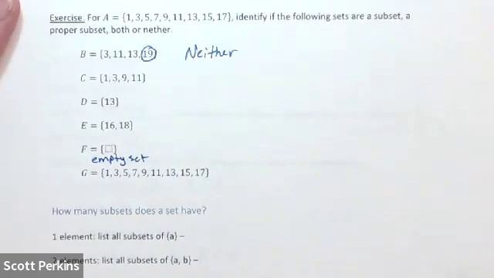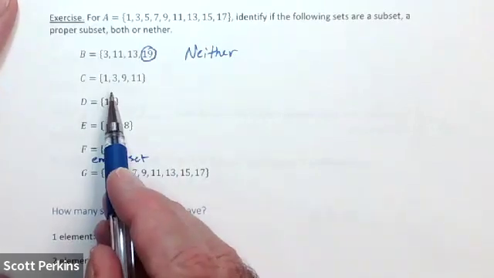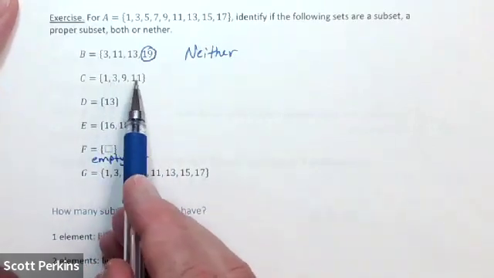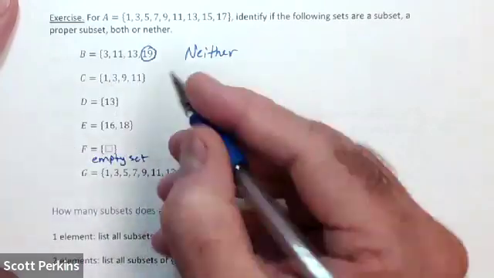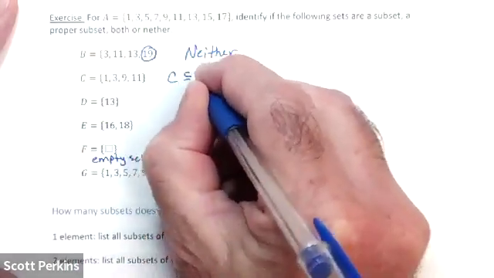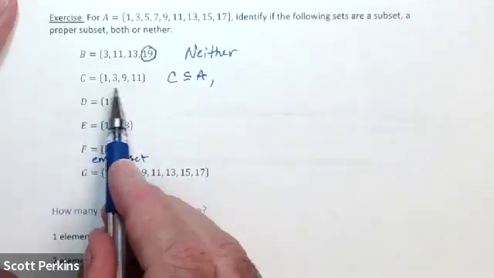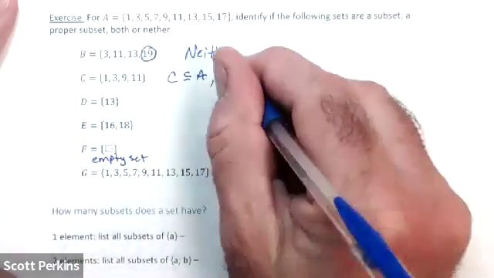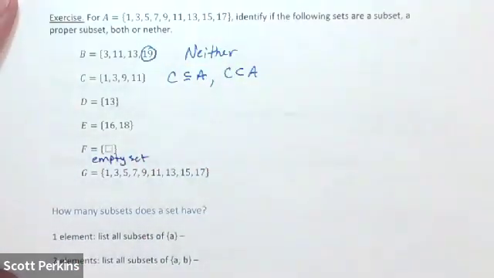All right, set C. It's both. It's 1, 3, 9, 11. All of those are in set A. So that means C is a subset of A, but then it doesn't have everything in set A. So it also means it's a proper subset. It's both. Does anyone have a question about why that is both? If you didn't get it the first time around, do you see why it's both?